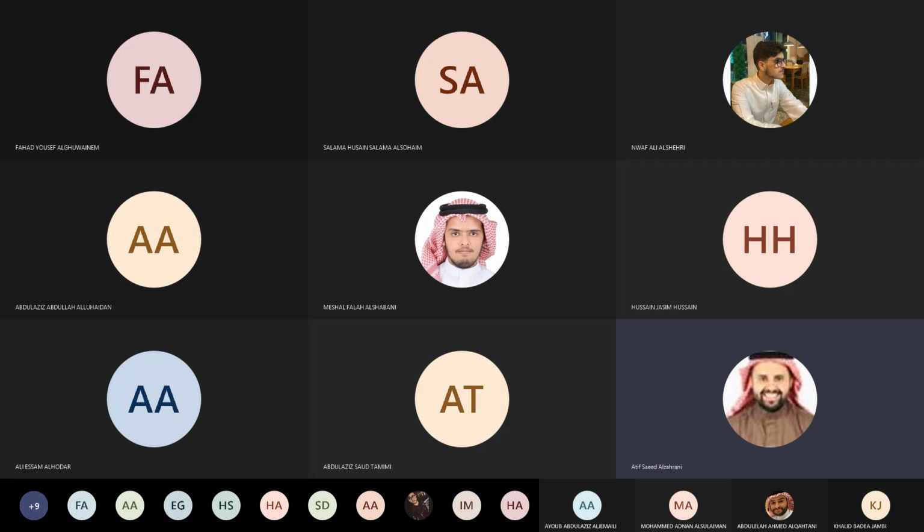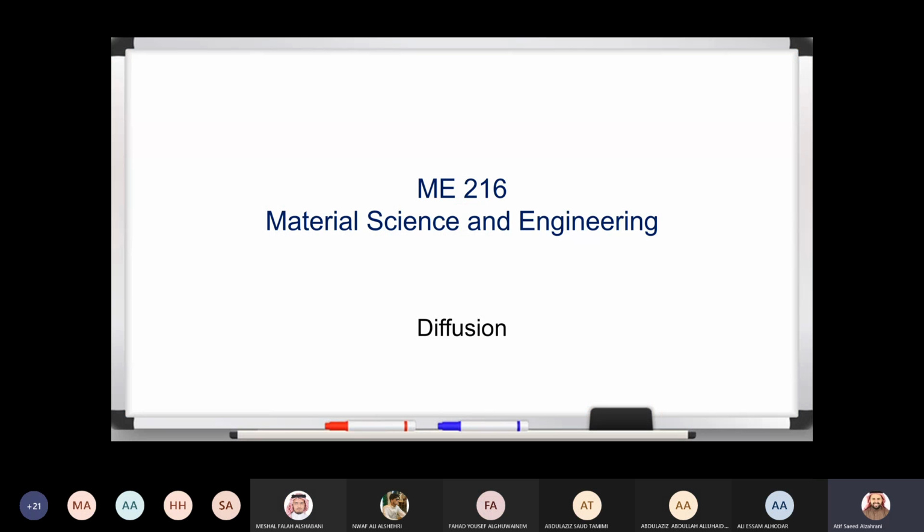Diffusion, a very important phenomenon for all aspects of materials science. But I will not introduce you to diffusion until I try to relate it to previous chapters.